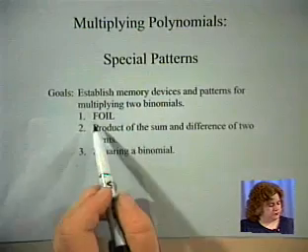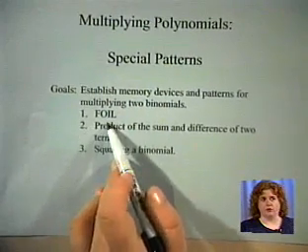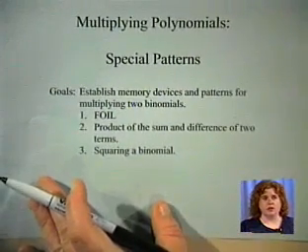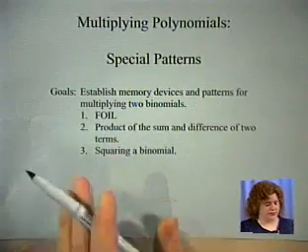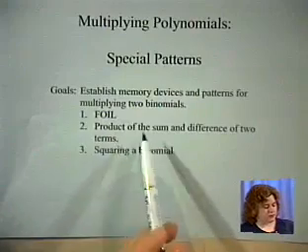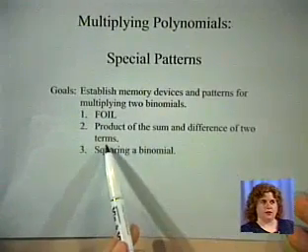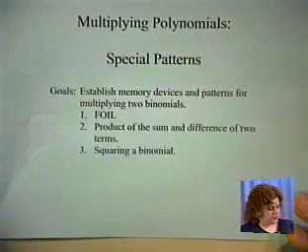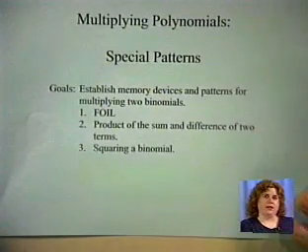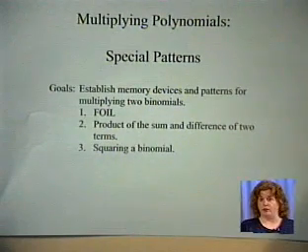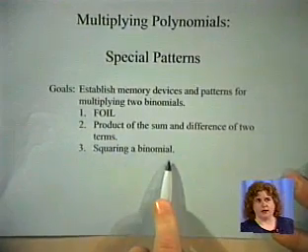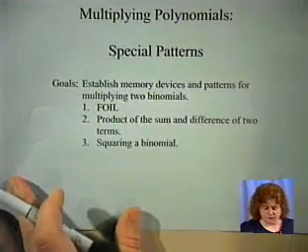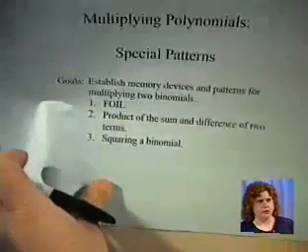The first thing we'll look at is something called FOIL, and that's just a memory device. You've actually already seen it. We're just going to practice with it some and give it a name. We're going to look at the product of the sum and difference of two terms, which is going to have a special name applied to it later on when we factor. Going in reverse, we'll have a special name. And squaring a binomial, looking at a perfect square. So let's begin with FOIL.